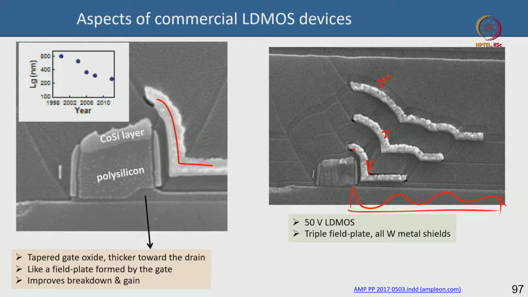This is a triple field plate, all tungsten metal shields. So these are all tungsten. This is a 50 volt LDMOS. So you are able to bias at 50 volts and you are working at a few gigahertz. Okay, so it's really incredible.